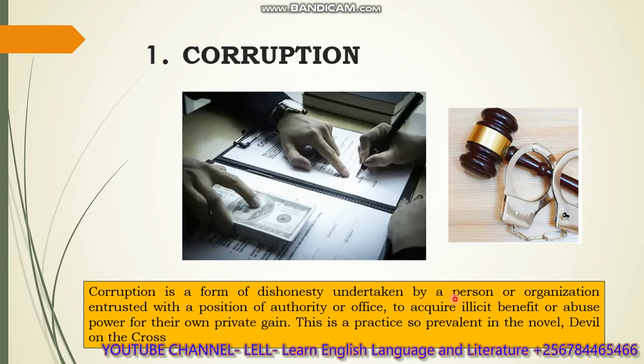Dishonesty that is undertaken by an individual or an organization which has been entrusted with a position of authority or office. If they've given someone or an organization authority or an office, and then this person performs some kind of dishonesty, that person is actually misusing the office and the role, and therefore is corrupt. Especially if this person uses that office or that opportunity to acquire illicit benefit or abuse the power for their own private gain, for their own selfish gain, that one is a corrupt person, and therefore what they have involved in is a corrupt scenario. So corruption is generally the misuse of office, not only embezzlement and bribery.